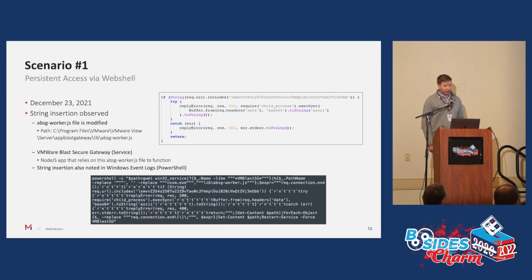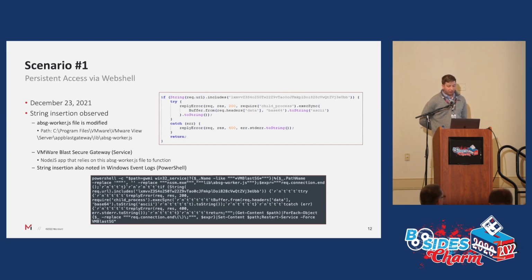So what we saw is you have that ws tomcat service.exe process spawning a malicious PowerShell process, and in the malicious PowerShell process, what you can actually see is some sort of string insertion. Basically, this absgworker.js file gets updated. If you look at the upper right box here, you can see it's kind of a baby web shell, if you will.